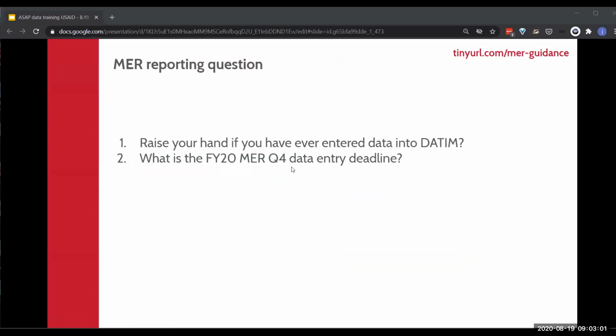So next, we have a couple of questions that we want to put out to the group. The first one should be very easy, and the second one will require looking at the data calendar. I believe, Mary, we're going to let people respond in the chat box. So we'll just take 1 minute. We want you to raise your hand if you've ever entered data into Datum. And then the second question is, what is the MER Q4 data entry deadline for FY20? I'll give everyone just a minute to do that, and then we'll talk about the responses.